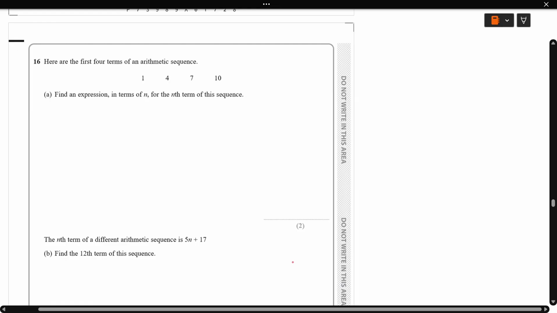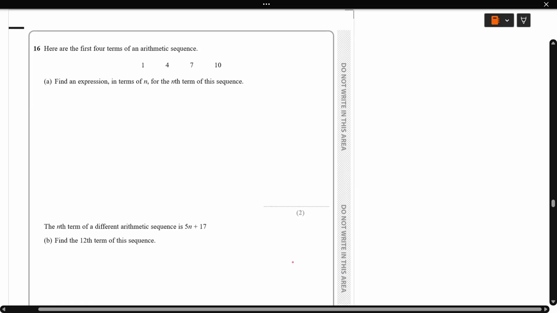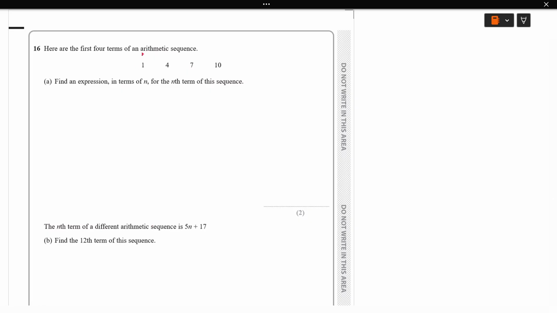Question 16. Here are the first 4 terms of an arithmetic sequence: 1, 4, 7, 10. Okay, arithmetic sequence, this is our first term. This is going to be A, and check the difference. The difference is going to be plus 3, and again the difference is plus 3. So we'll take A equal to 1 and D equal to 3.